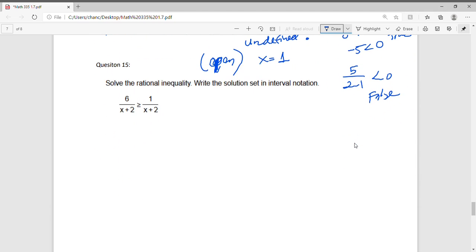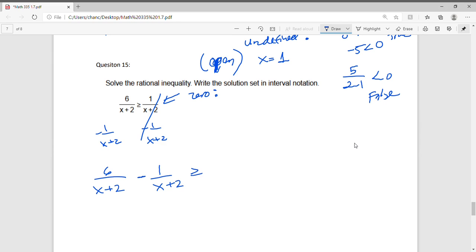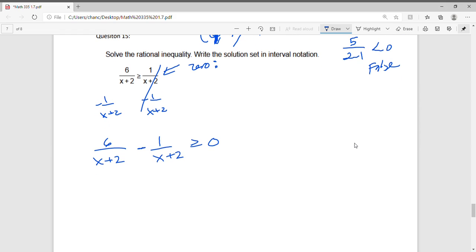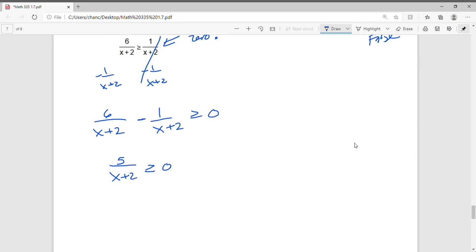For question 15, again, I want this to be 0 so we can find our zeros and where it's undefined. So let's subtract that number to the other side. This gives me 6 over x plus 2 minus 1 over x plus 2 is greater than or equal to 0. We can add these fractions. That's 5 over x plus 2 is greater than or equal to 0.